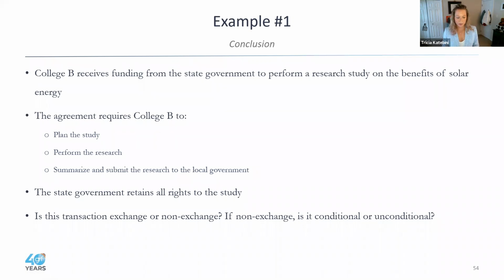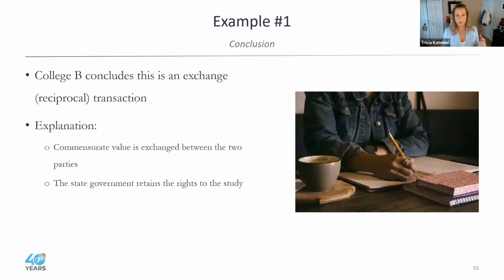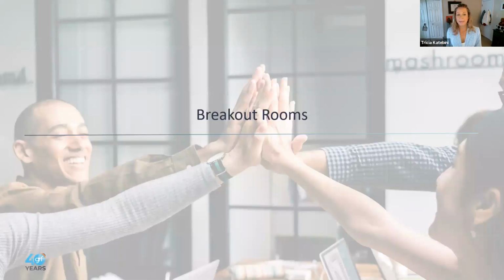So just going through very quickly again, what we've already talked about here, I think you all can conclude that this is considered to be an exchange transaction. There is a reciprocal or commensurate value that's being given in return, and the benefit is going to the state government. So with that, being mindful of time, we're actually going to skip this next breakout room.